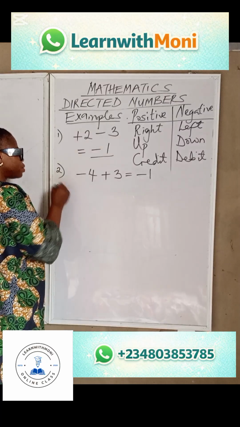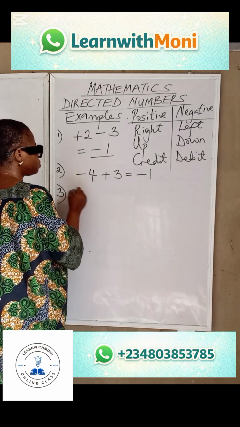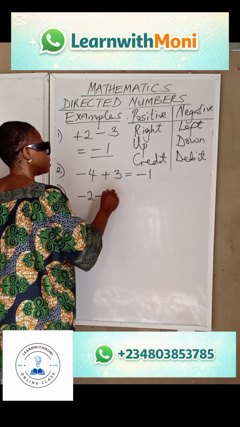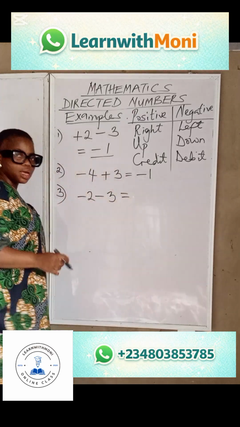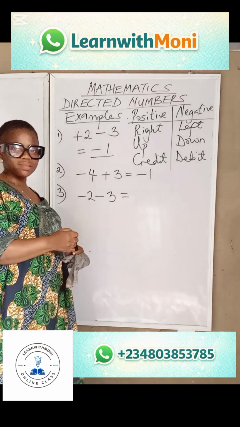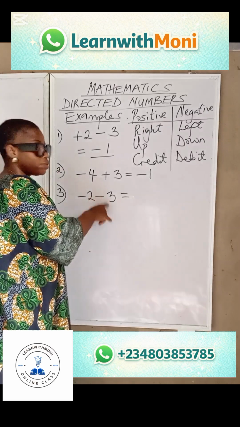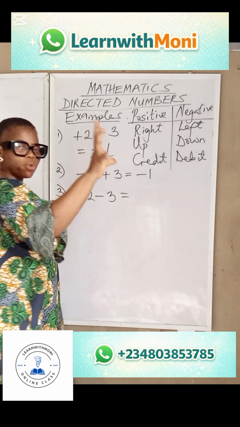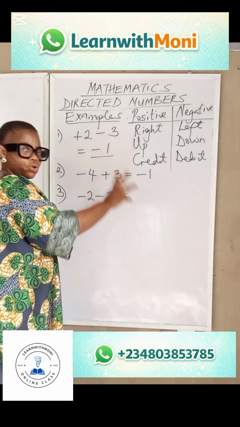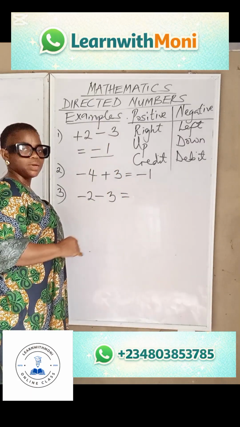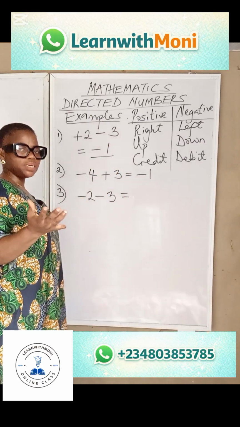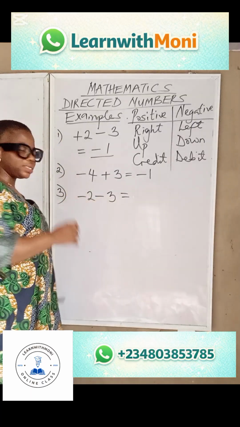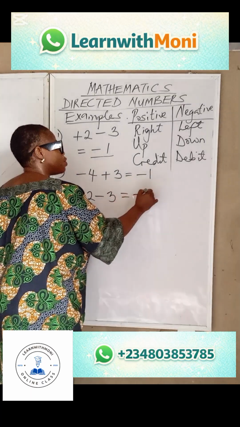Let us consider other examples. It is possible I see things like this: minus 2 minus 3. Minus 2 means I am owing Taiwo 2. Minus 3 means I am owing Kenny 3. When I'm owing Taiwo 2 and I'm owing Kenny 3, what is the balance of such an account? It means I have a total debt of 5. A debt of 5 is minus 5.